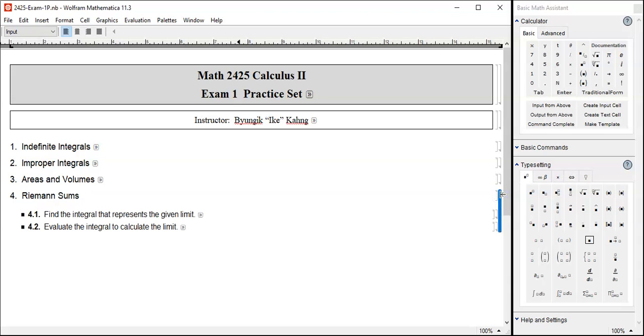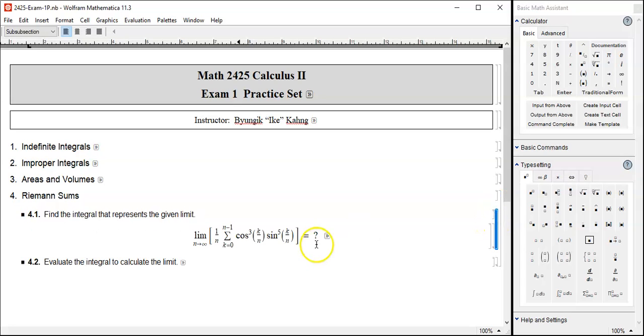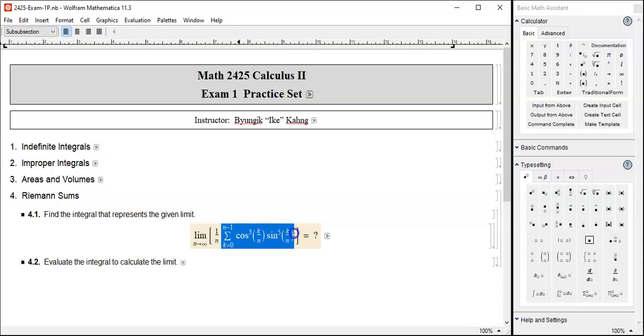Riemann sum problem. Find an integral that represents a cumulative limit. Okay, here we go. So this is basically a 0 times infinity type limit. 1 over n is getting really, really small, close to 0. However, this is not an infinite sum. This sum is blowing up to infinity because, you see, there are so many things we are adding.